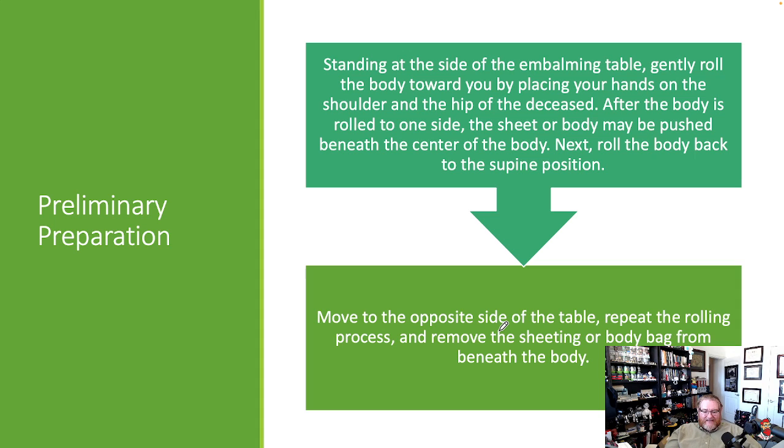So, standing at the side of the embalming table, gently roll the body towards you, okay? Roll the body towards you, pull the body towards you by placing hands on the shoulder, hands on the hip. Where the hips go, everything goes. So pull the body towards you and then start tucking things underneath the body. Roll the body back, go to the opposite side of the table. Once again, pull the body towards you, and then you can pull the materials out for disposal.